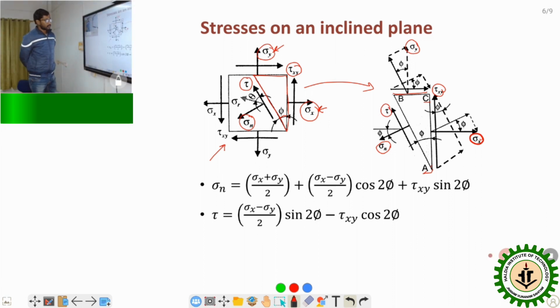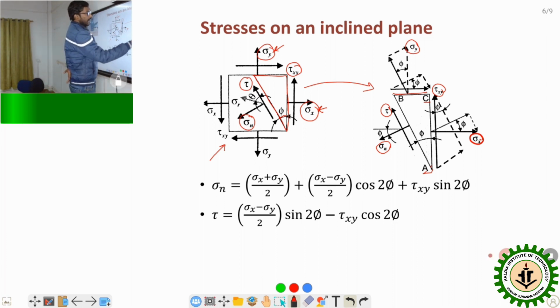We just have to apply equilibrium equations along the x and y directions by multiplying by the area, and for this calculation we have considered unit width. That is why the surface on which sigma x is acting is basically AC length into unit width. From this calculation we can obtain the final expressions of normal stress and shear stress.